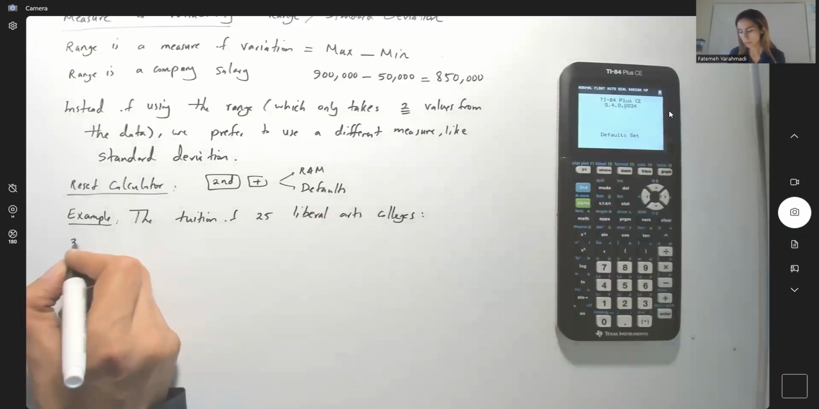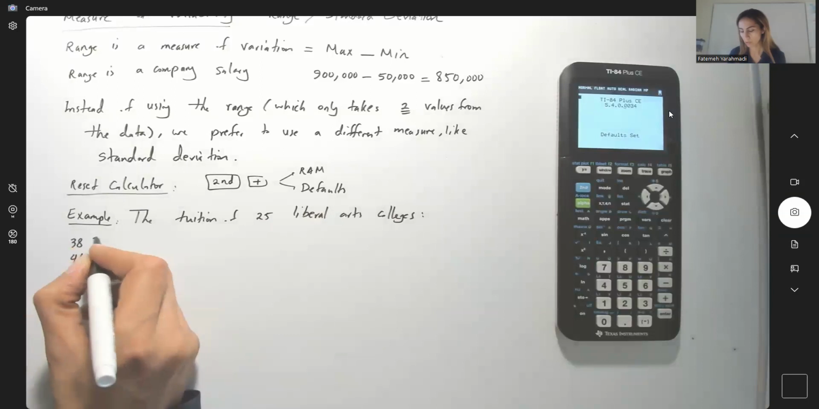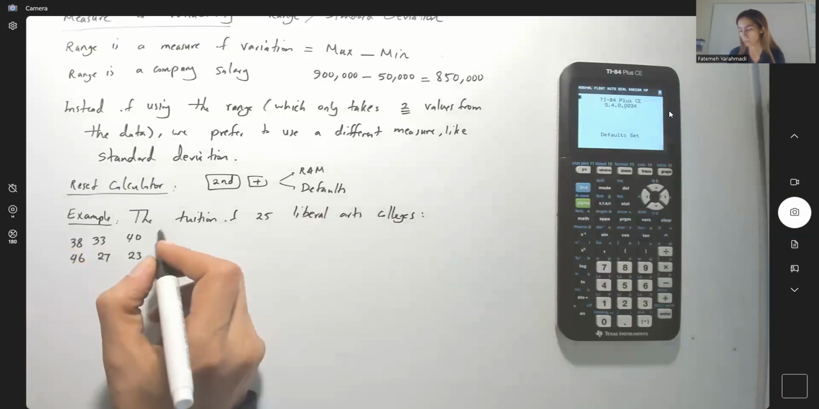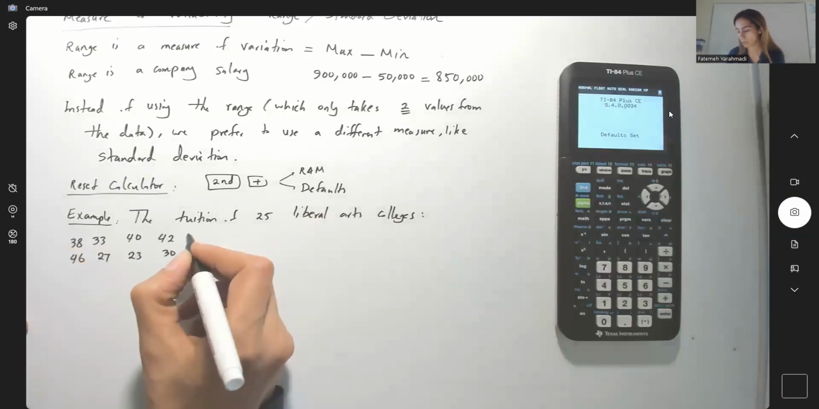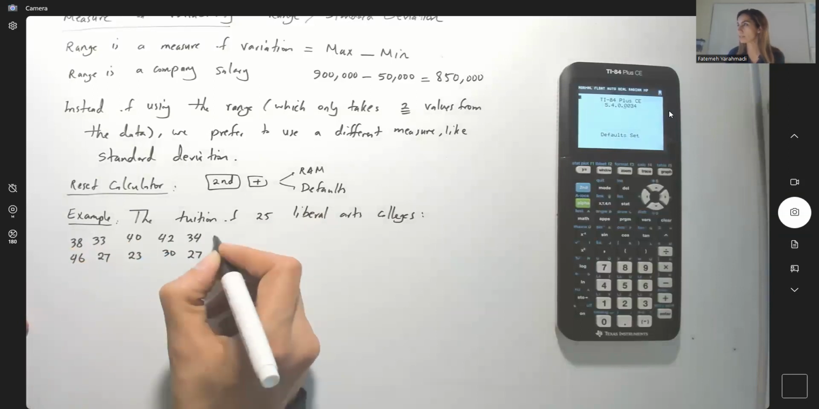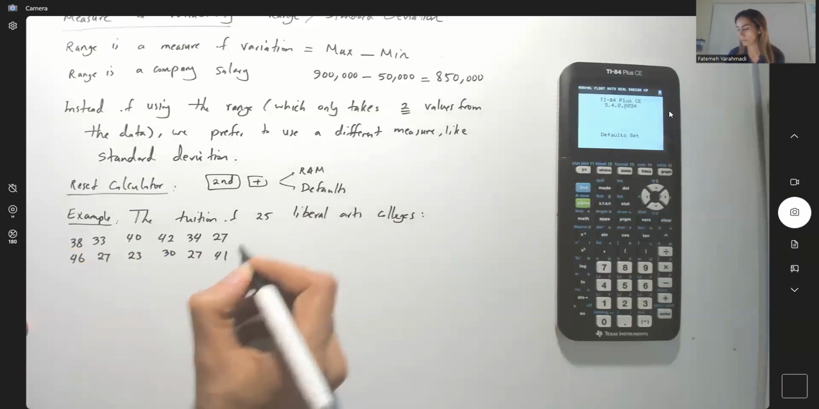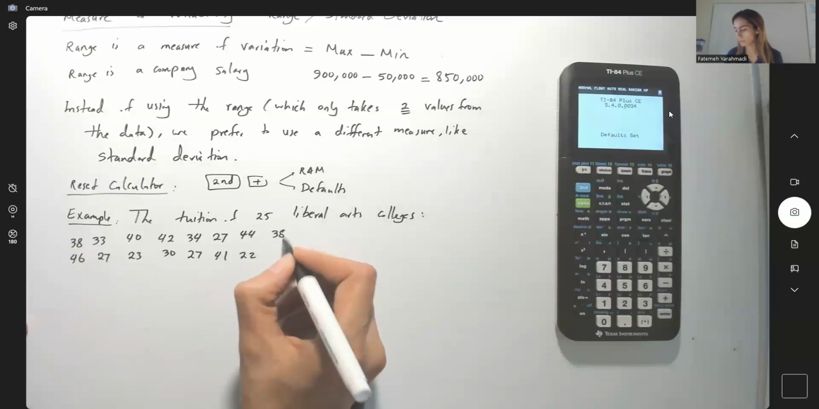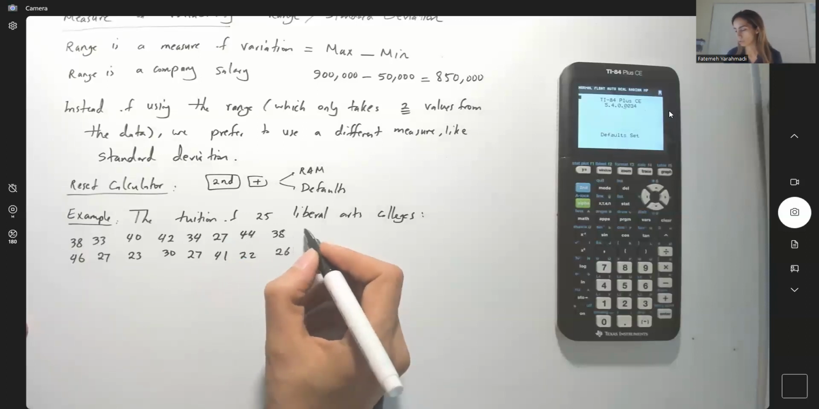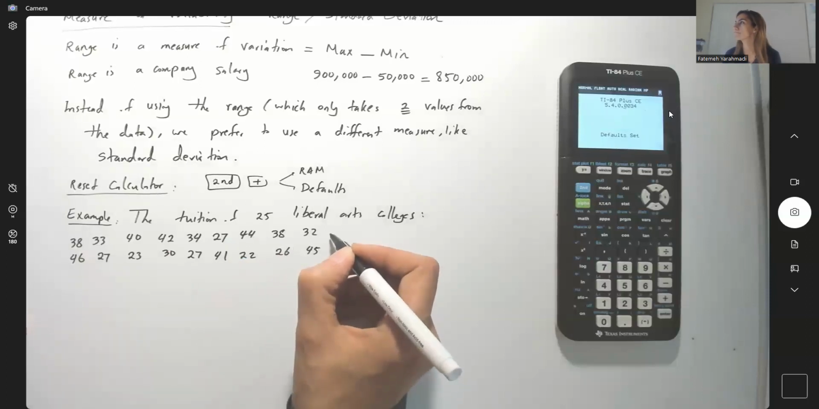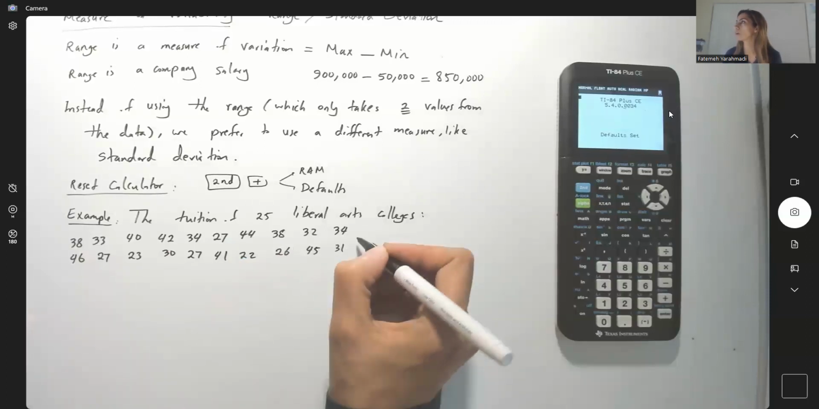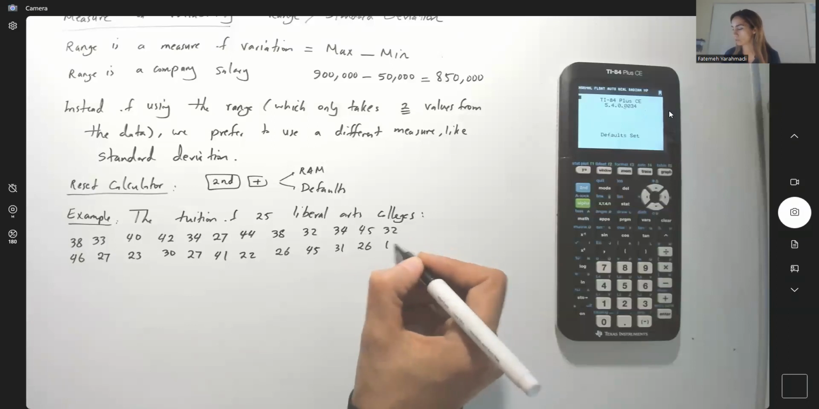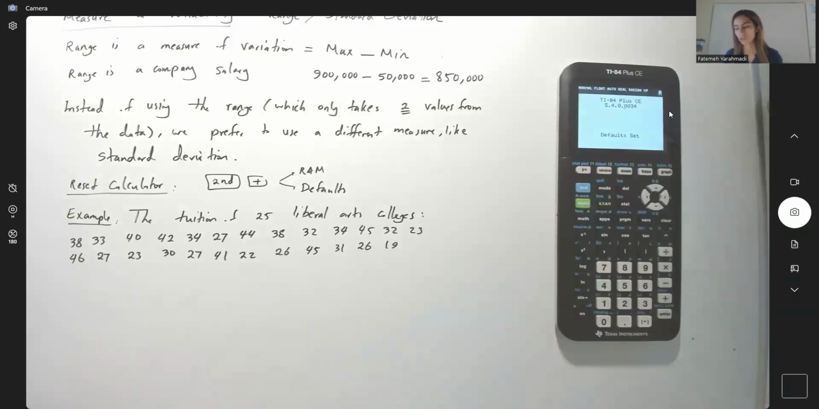We have $38,000, $46,000, $33,000, 27, 40, 23, $42,000, $30,000, 34, 27, another 27, 41, 44, 22, 38, 26, 32, 45, 34, 31, 45, 26, 32, 19, and 23. Am I right? So these are the data that we have.